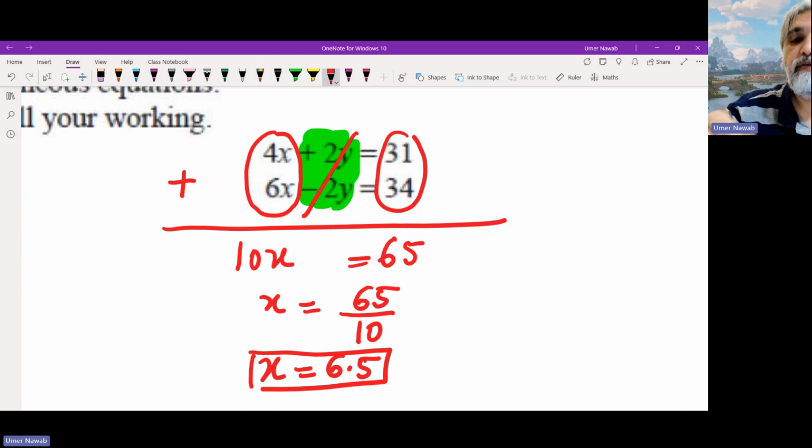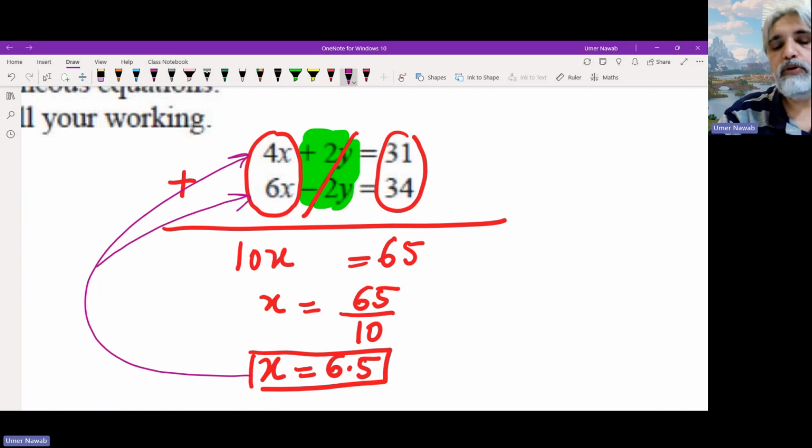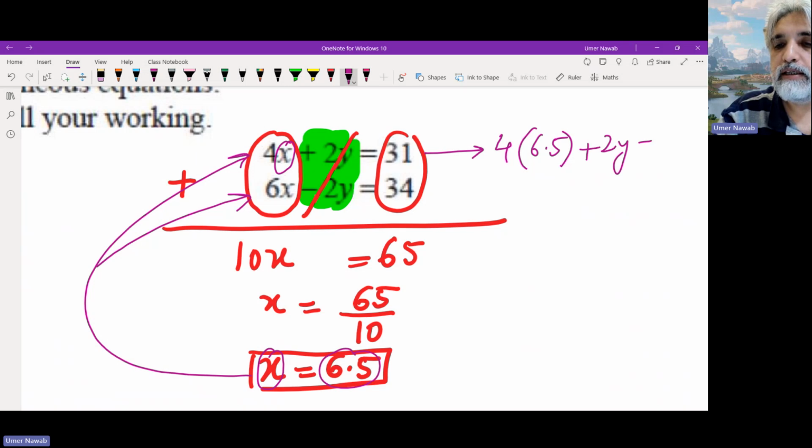You need to plug this value of x either into equation number 1 or equation number 2. Whatever suits you, you just go for it. So I am using equation number 1. In the place of x, you need to plug in 6.5. So in the bracket I write 6.5. 4 is multiplying with 6.5, and then plus 2y is equal to 31. So my friends, 4 times 6.5 gives you 26 if you use a calculator.